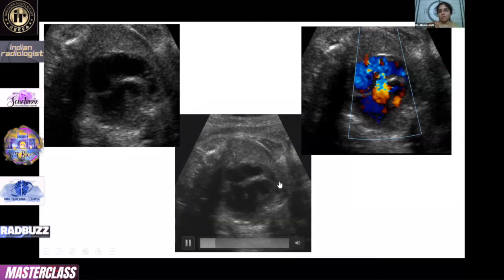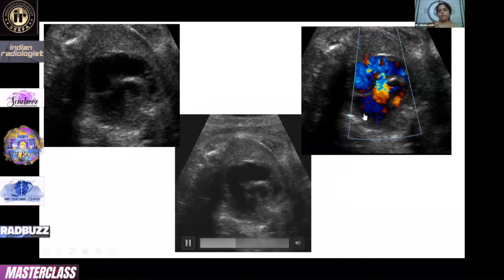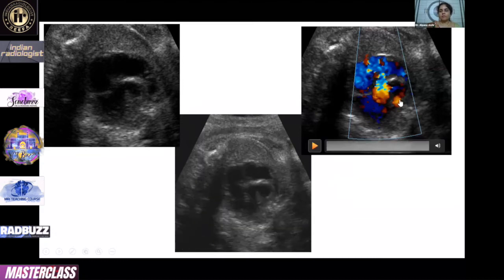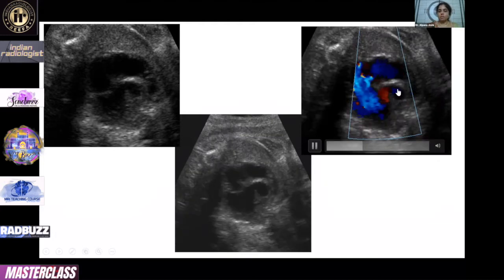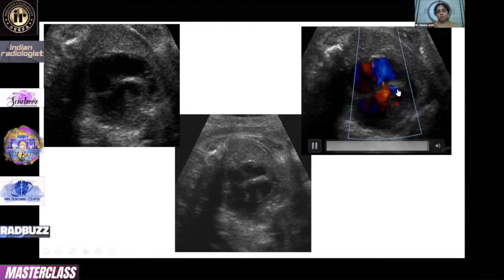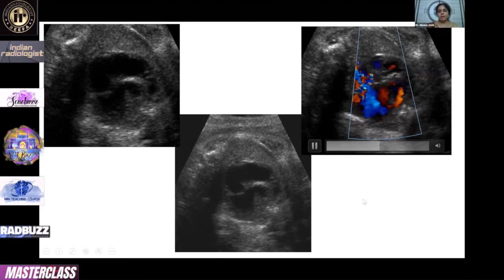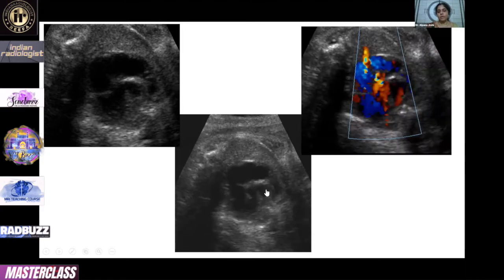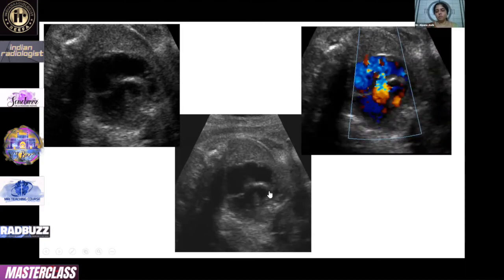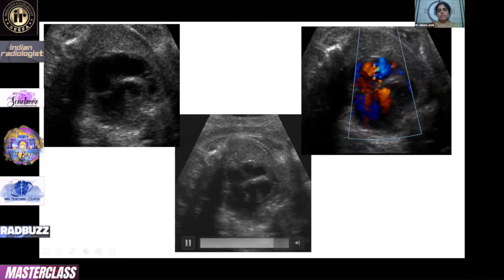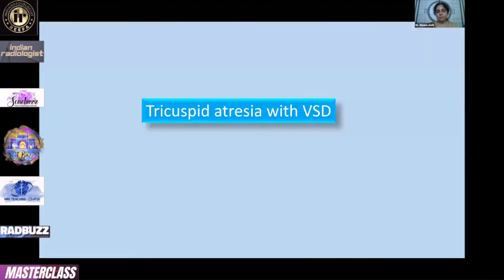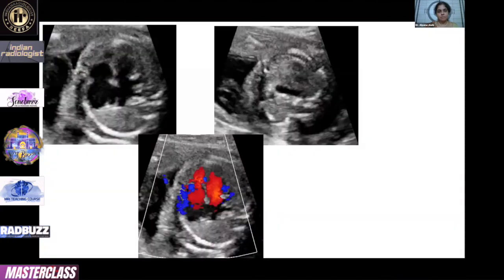This cavity is diminutive, and all the flow coming into the right ventricle, the reason it is getting filled, is because of the flow through the VSD. Outflows were normal in this case, because there was flow in the right ventricle, and that's why there was flow in the pulmonary arteries. But this is typically a case of tricuspid atresia with VSD.